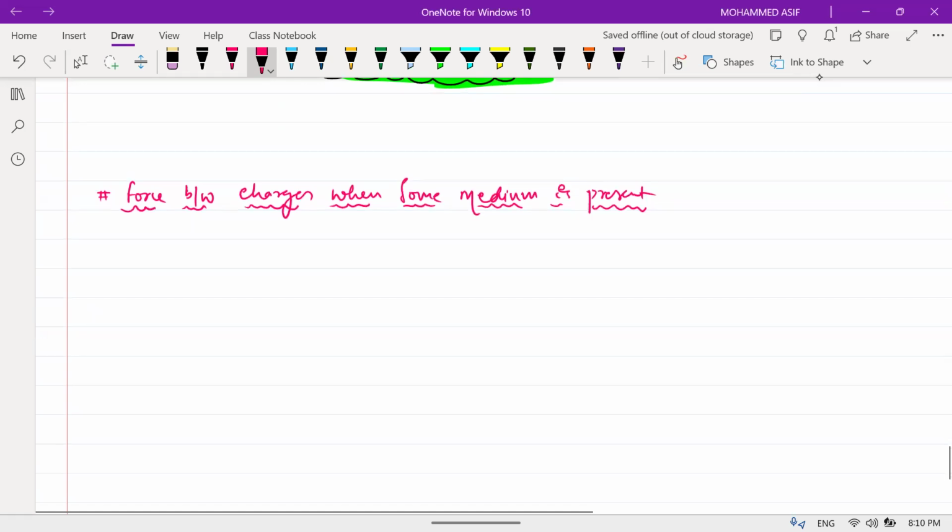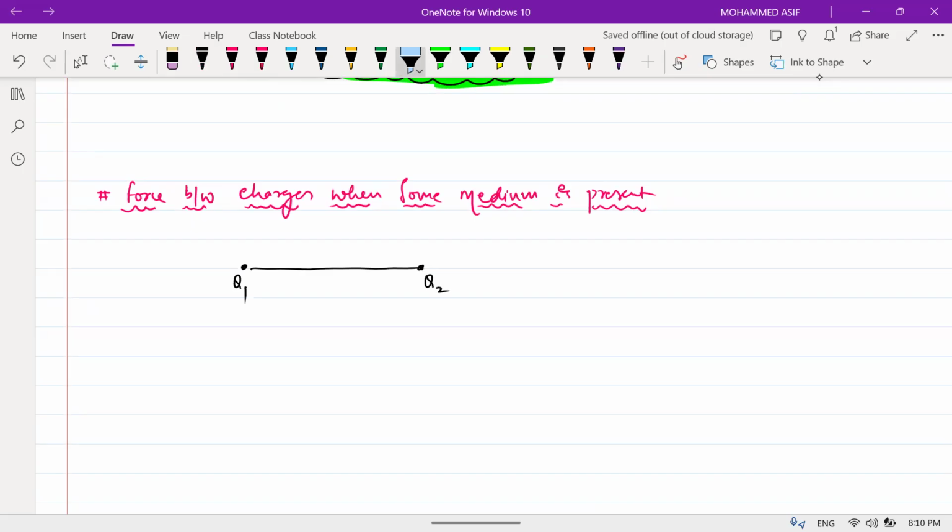This is a charge Q1 and this is a charge Q2. In between these two, we are keeping some medium. This is some medium of dielectric constant, say for example K. Distance between them is as usual R. Then the force between the charges when there is some medium will be equal to 1 by 4 pi epsilon naught multiplied by 1 by K, the dielectric constant, multiplied by charges Q1, Q2 divided by R square.